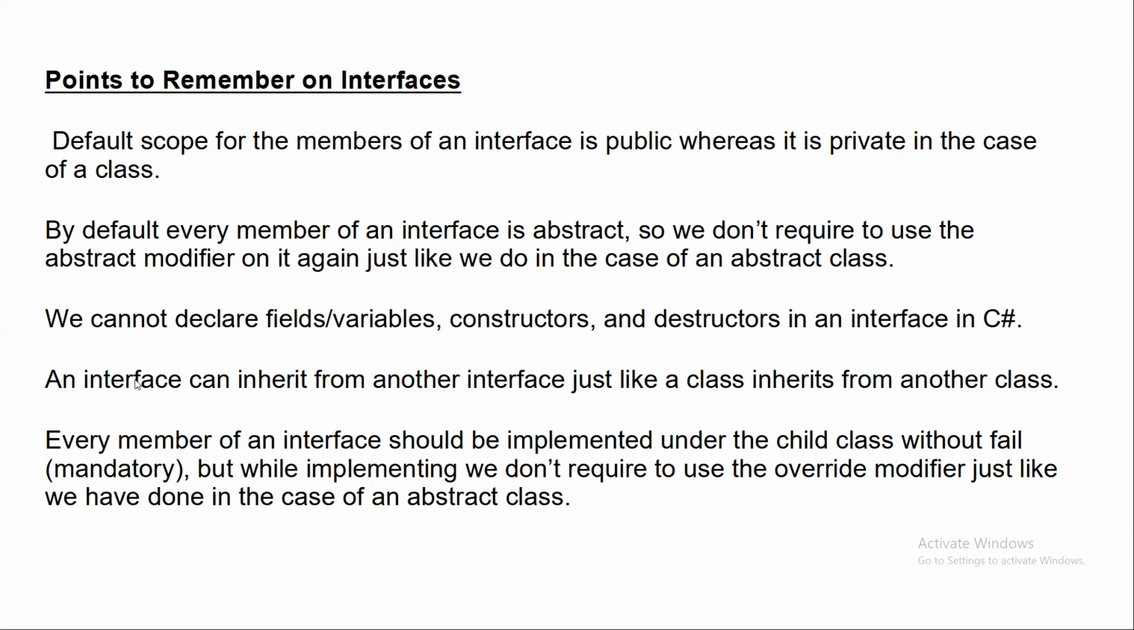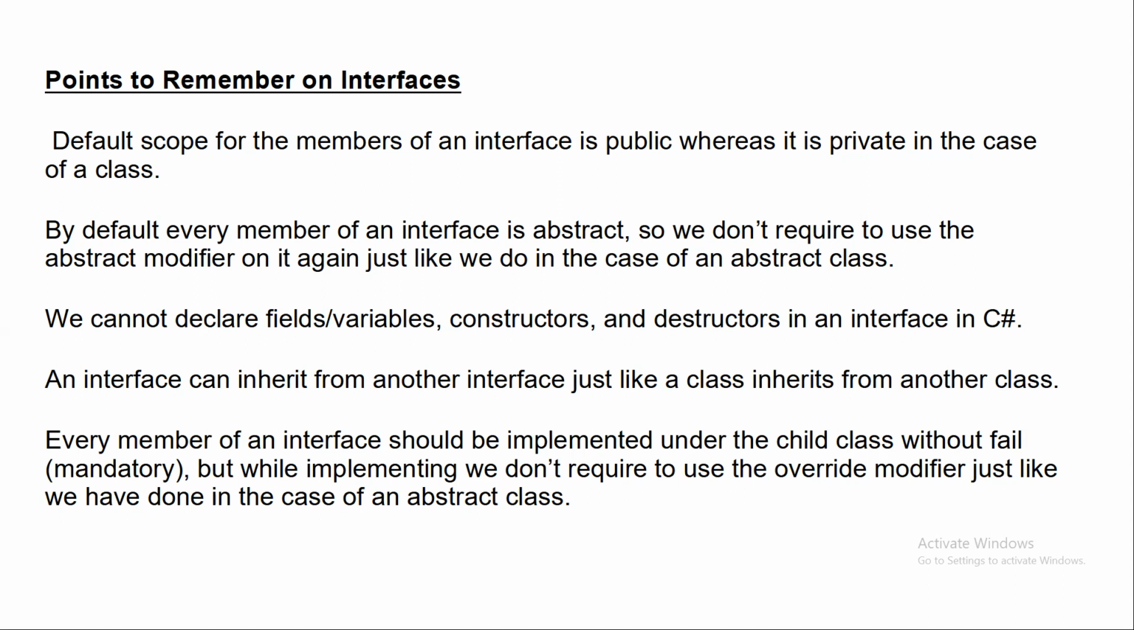An interface can inherit from another interface just like a class inherits from another class. So you can have an interface, and a derived interface too. One interface, another interface, then a third one, a class, using the second interface. And just remember, every member of an interface should be implemented in the child class without fail. Since you are deriving that interface, it is your responsibility to implement the abstract methods declared in the interface.